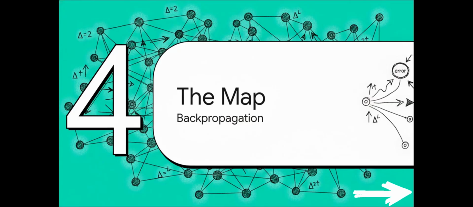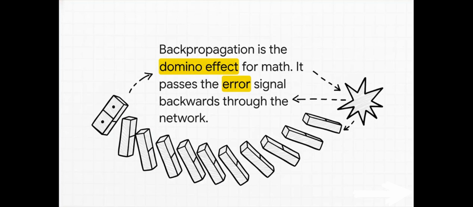Okay, so we know we need the gradient to take a step, but in a massive neural network with millions of parameters spread across hundreds of layers, how on earth do you efficiently calculate the gradient for every single one? How does an error, which you only measure at the very end of the network, tell a parameter at the very beginning how it should change? We're going to need a map. And that map is an algorithm called backpropagation.